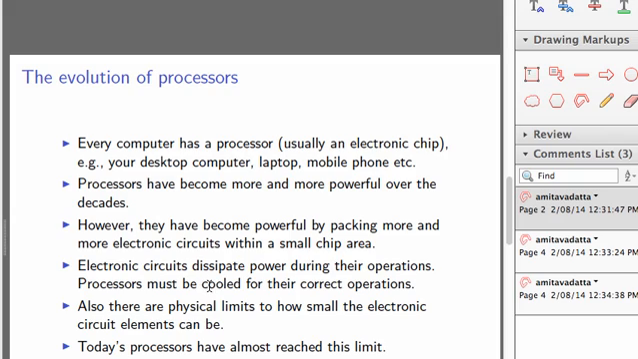To understand high performance computing further, we have to look at the evolution of processors, or understand how processors have evolved over the years. Now, what is a processor? A processor is basically an electronic chip, and all of the computers that you use in your day-to-day activities, like your desktop computer, your laptop, mobile phone, etc., are all equipped with a processor. And processors have become more and more powerful over the decades.